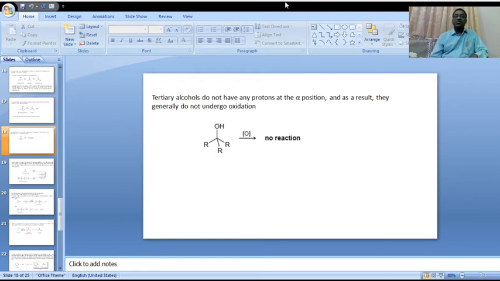Lastly, in tertiary alcohols there are no protons on the alpha position, because of that they do not undergo the oxidation process. Is it clear?